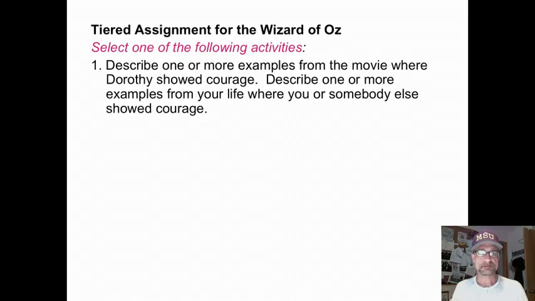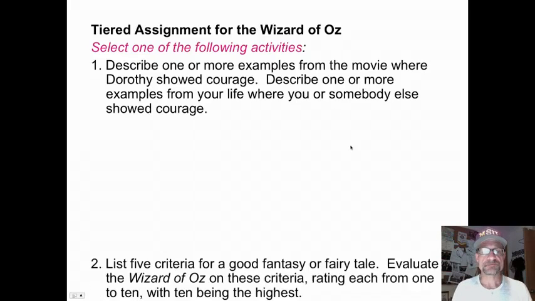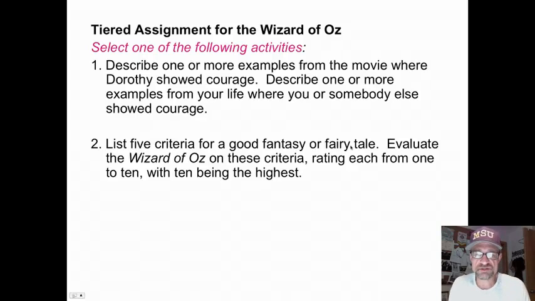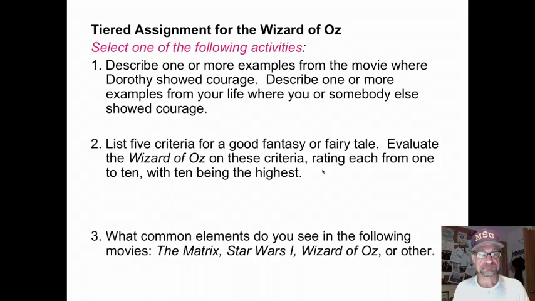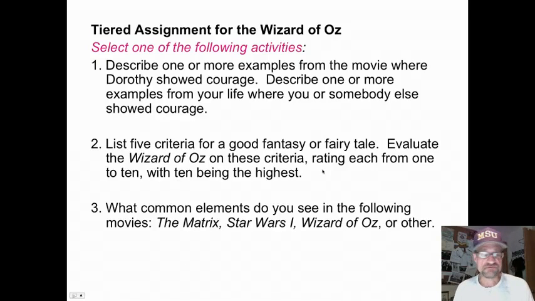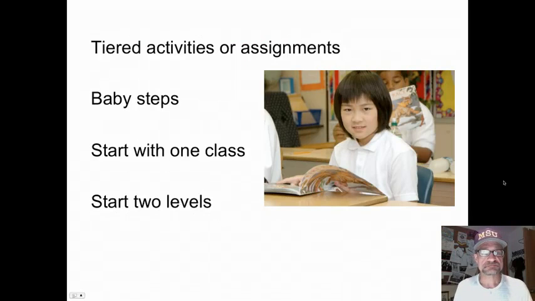The Wizard of Oz. Describe 1 or more examples from the movie where Dorothy showed courage. Describe 1 or more examples from your life where you or someone else showed courage. This is a very low level, but I am also making personal connections. Movie, book, personal. List 5 criteria for a good fantasy or fairy tale. Evaluate The Wizard of Oz on these criteria. Rate each one from 1 to 10. That's evaluation. What common elements do you see in the following movies? All right, that is a higher level. Lower level, higher level, students would have a choice.